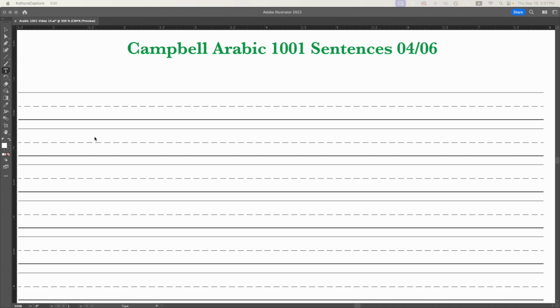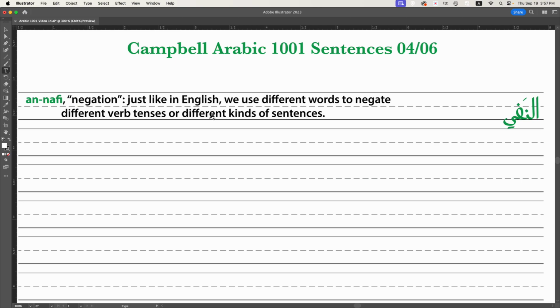This fourth video will give an overview of how to negate nominal sentences, which is way more complicated than both English and the various dialects of colloquial Arabic. So let's begin with the word for a negation, which is anefi. Its root is nun, fa, ya, as you can probably see here.